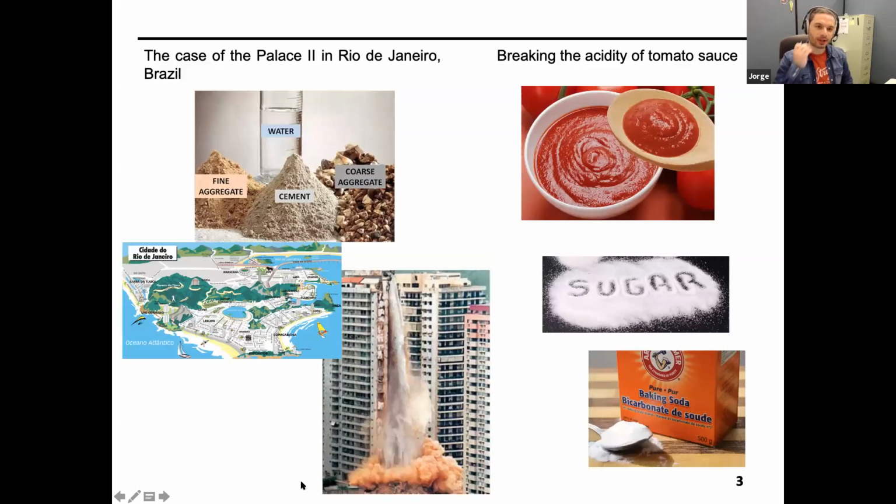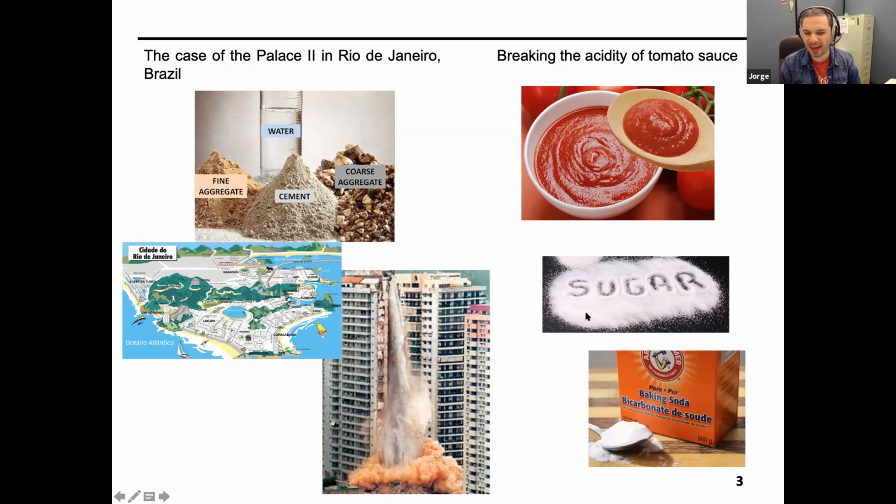Okay, so to start this chapter, I would like to talk about two introductory tales here. First one is regarding tomato sauce. Some cooks experience in making tomato sauce. They usually add sugar to break sort of the acidity of tomato sauce.